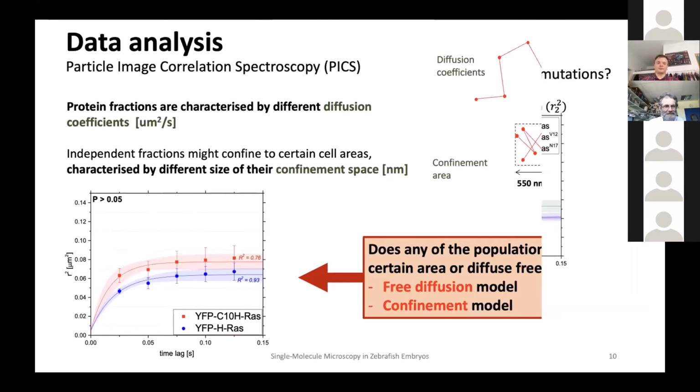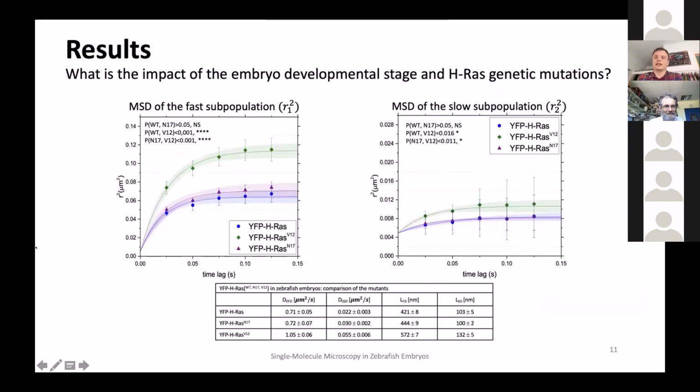So here, I would like to show you one graph that we established for the HRAS wild type, and its constitutively active and inactive mutant. The constitutively active mutant is the point mutation at position 12. It's called V12, and the inactive is the point mutation at position 17, abbreviated as N17. So here you see we have 2 fractions and they differ in the diffusion coefficient.